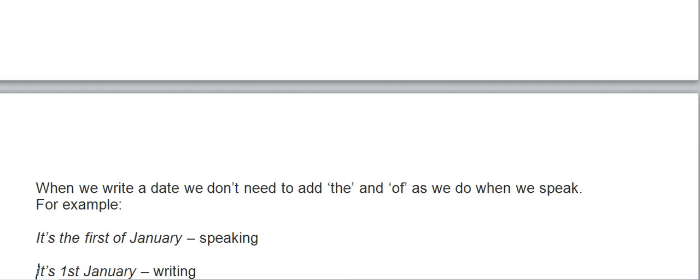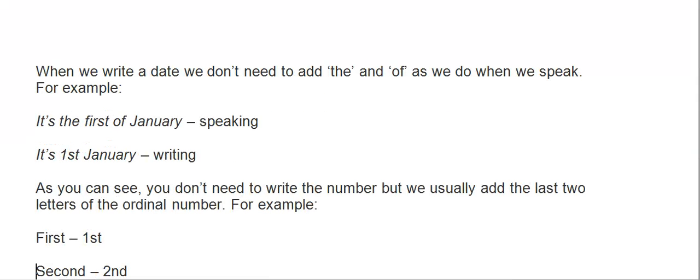Now, how to write the dates? When we write a date, we don't need to add the and of as we do when we speak. For example, it's the 1st of July. This is in speaking. But when you write it, you have to write it's 1st July. You see, just one ST in writing. But in speaking, you have to say everything. The first of. You see?